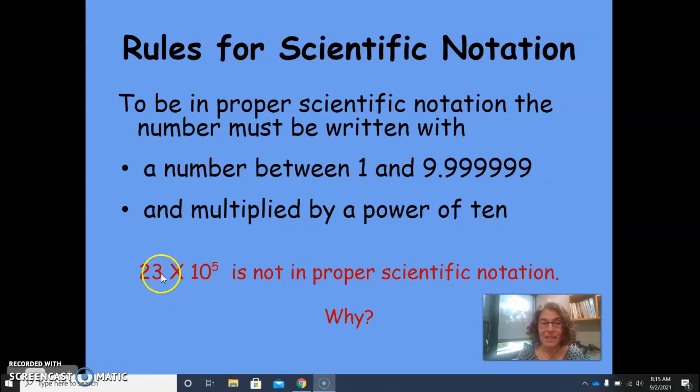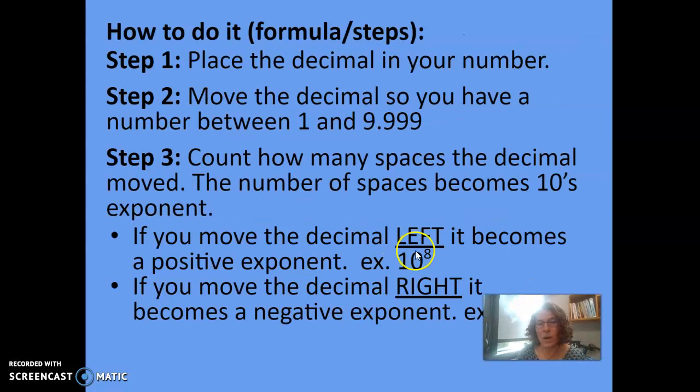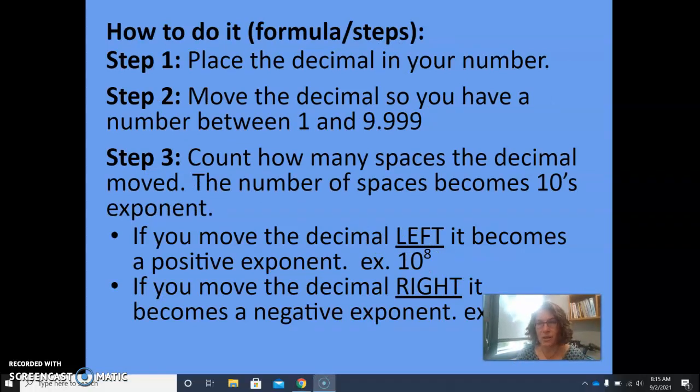Hopefully, what you've recognized is that the first value here breaks our first rule. 23 is not between 1 and 9.99999, so we would need to make an adjustment. Right now, the decimal point, though not shown, is after the 3 here. We would need to move the decimal point between the 2 and the 3, and that would change our exponent. So if we had written this as 2.3 times 10 to the 6th, it would be in proper scientific notation.